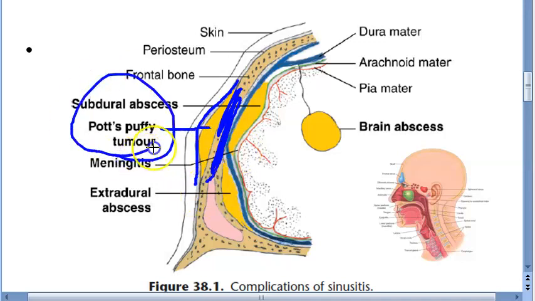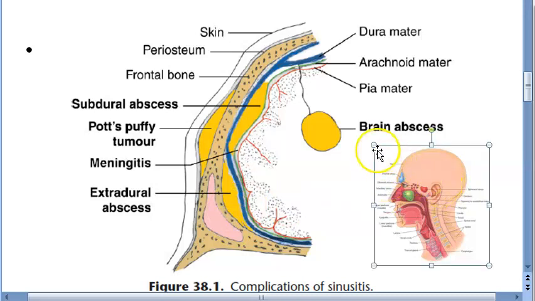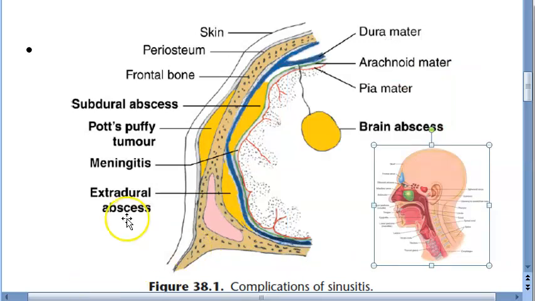So Pott's puffy tumor is what? It's nothing but pus. It is nothing cancerous and all that, okay? It's just pus. The person will arrive with a nice swelling here, like this. That's Pott's puffy tumor. If it is beneath the periosteum, it is Pott's puffy tumor.